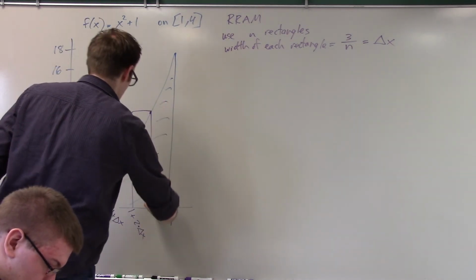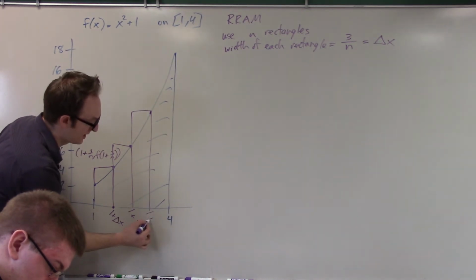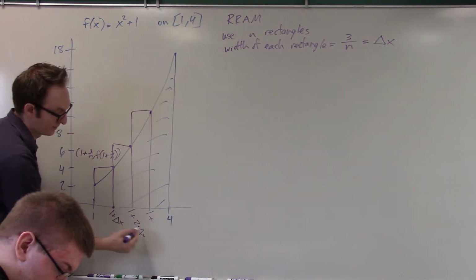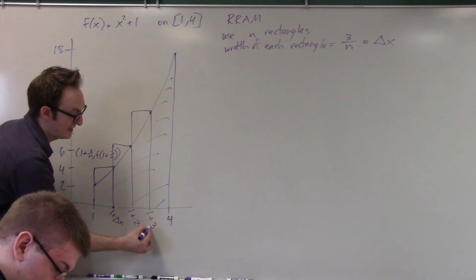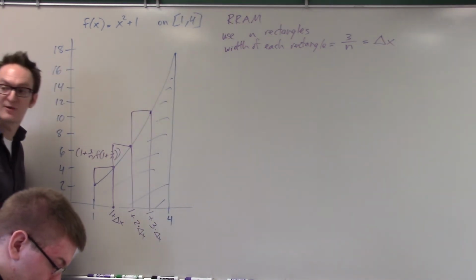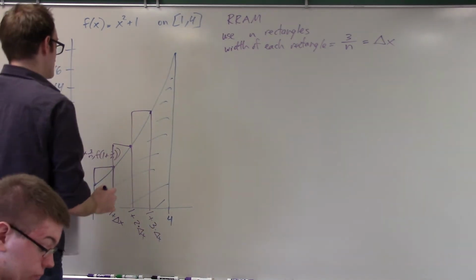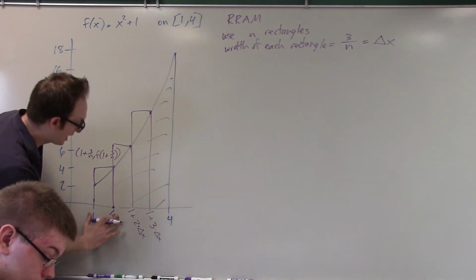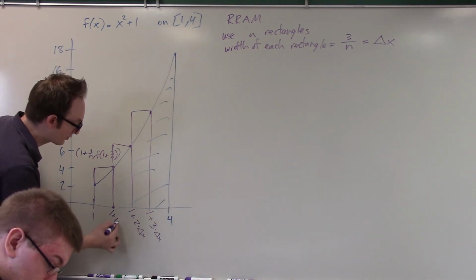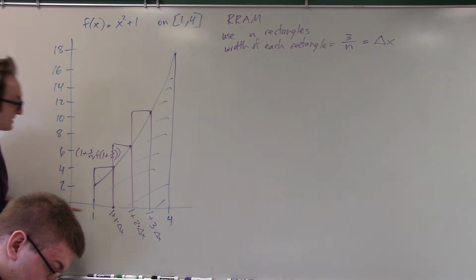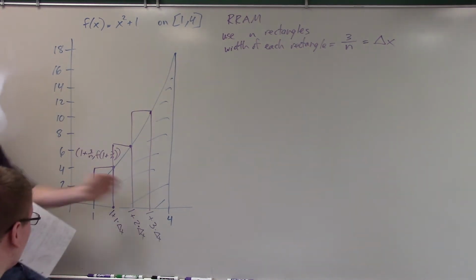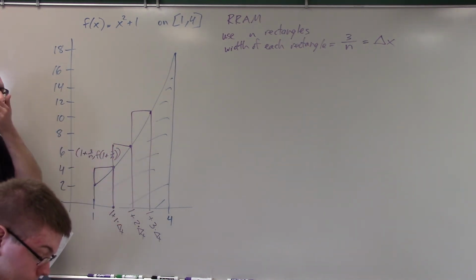And the next one will be 1 plus 3 times delta x, right? Okay, good. So I could even call this first one 1 plus 1 times delta x. Because to get to this point, I go to 1, and then I go 3 over n more. Richard, with me now?